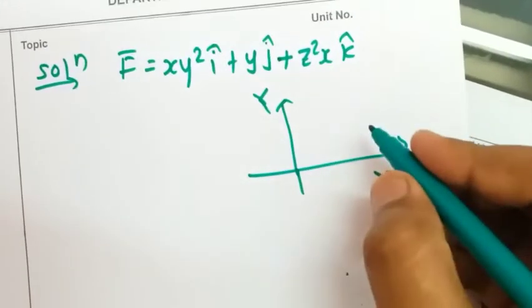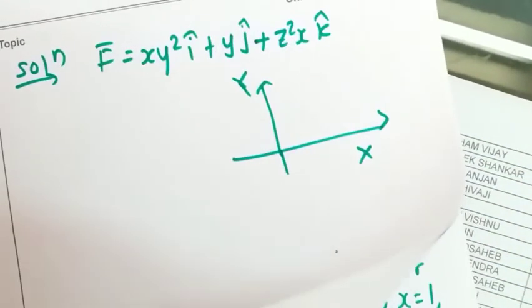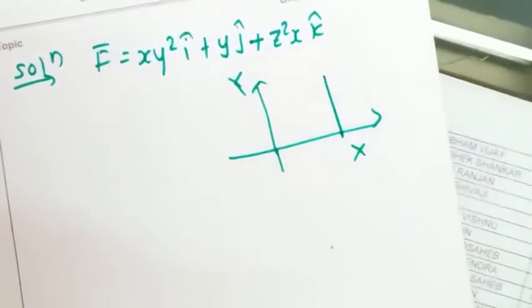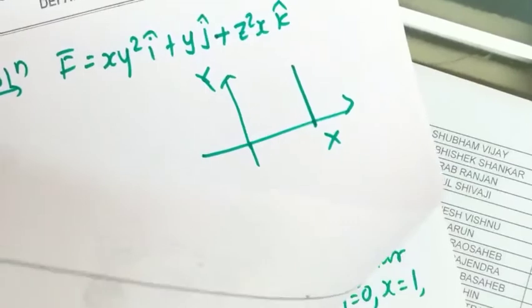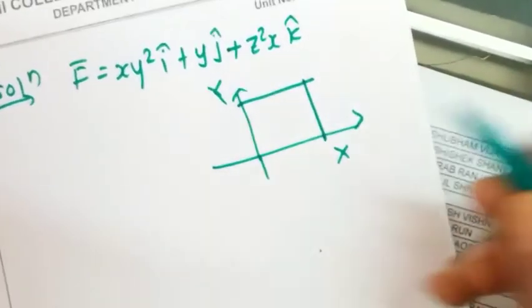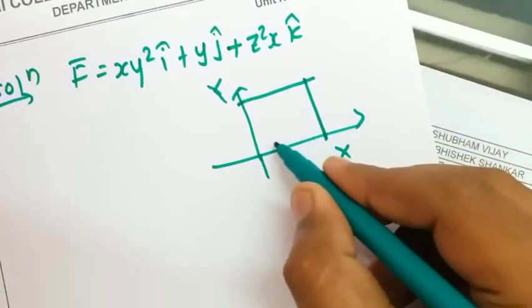Okay, so it is a rectangle in the xy plane, and it is bounded by x equal to 0, x equal to 1, so x equal to 1 will be this line. And y equal to 0 and y equal to 2, so somewhere here y equal to 2. So this type of region we have, a rectangle.